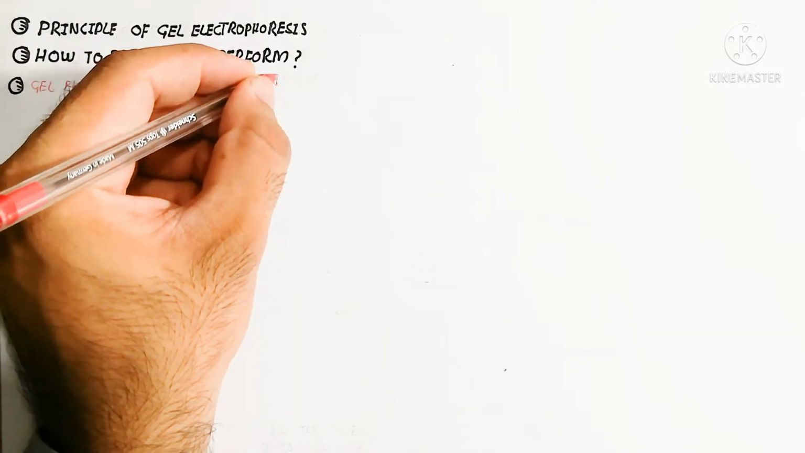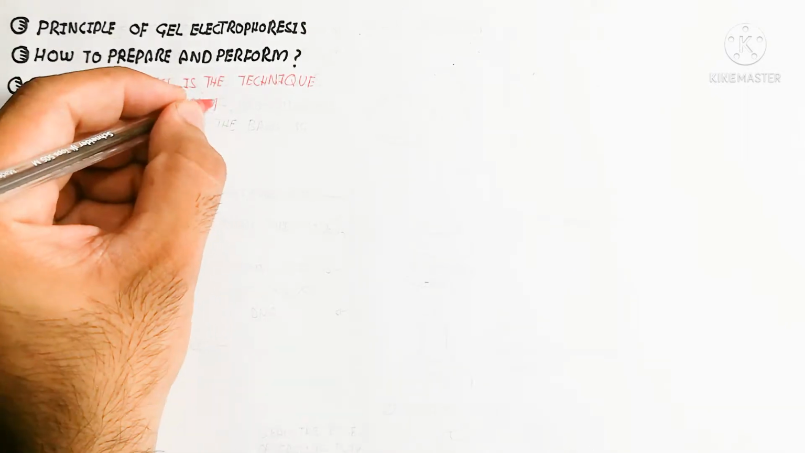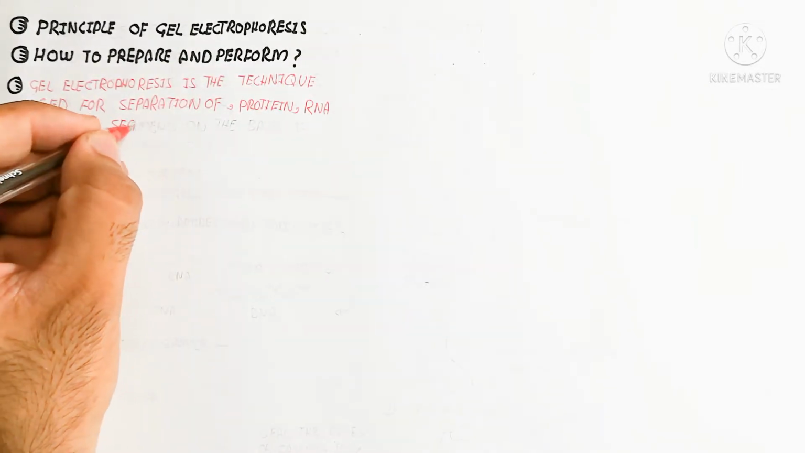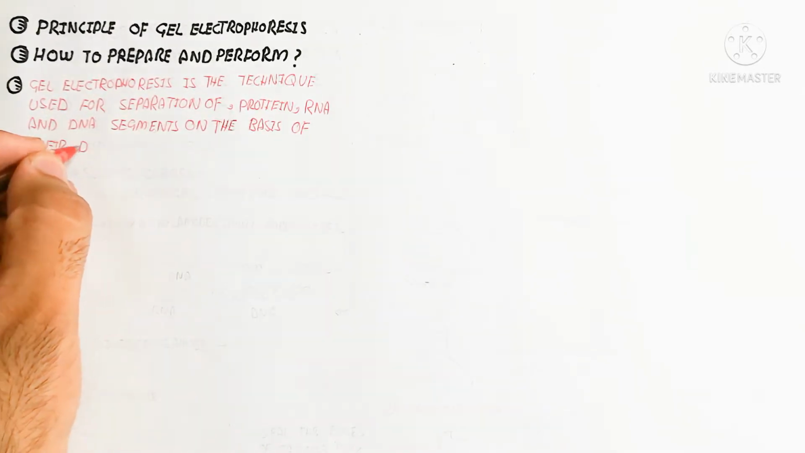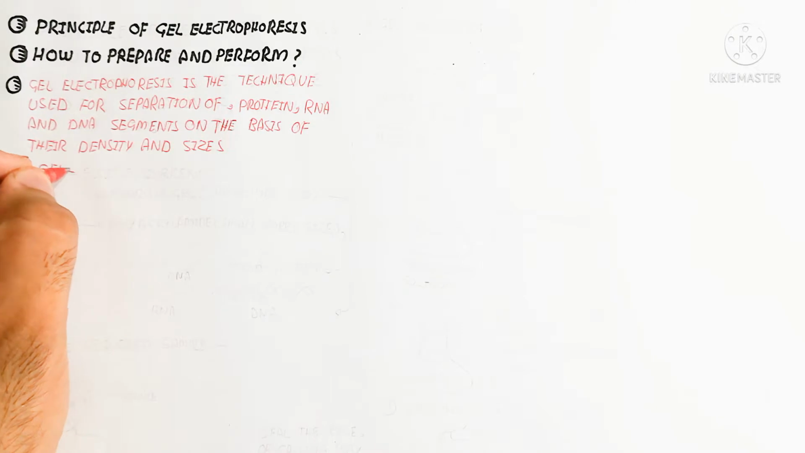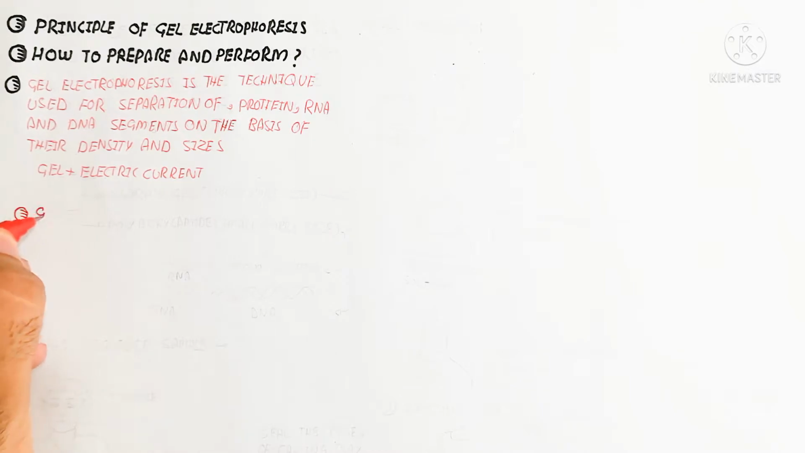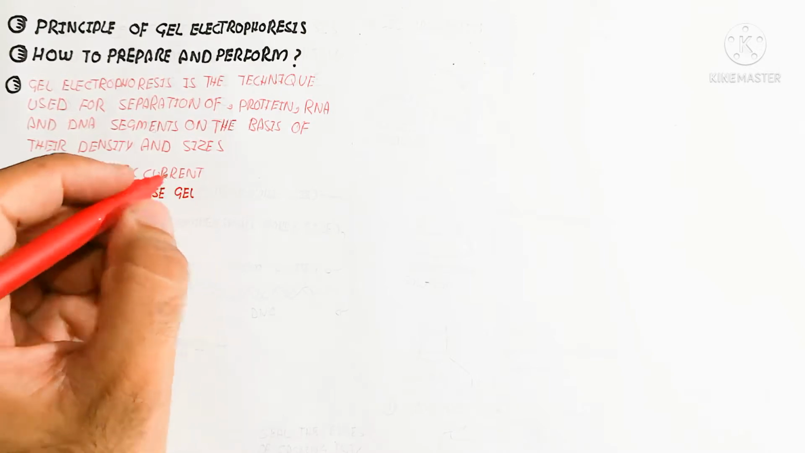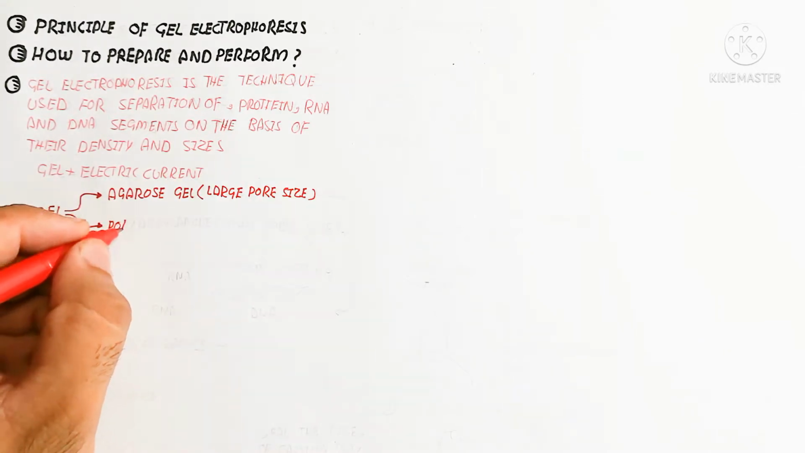Gel electrophoresis is the technique used for separation of protein, RNA and DNA segments on the basis of their density and sizes. On the basis of their density and size, pieces of DNA, protein or RNA can be separated distance-wise in the gel. The gel is in a setup where an electric current moves the segments from the negative to the positive side.